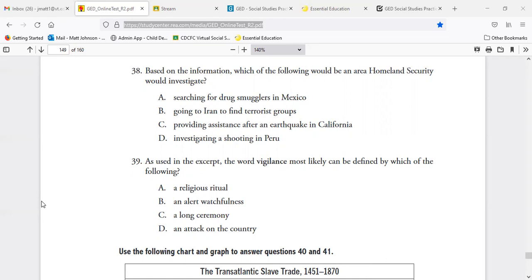So it's 39 here. So they're asking us about the word vigilance and how we define that. So the word vigilance, is it A, a religious ritual, B, an alert watchfulness, C, a long ceremony, or D, an attack on the country? When I hear the word vigilance, I think of revenge. So I feel like it's an attack on the country.